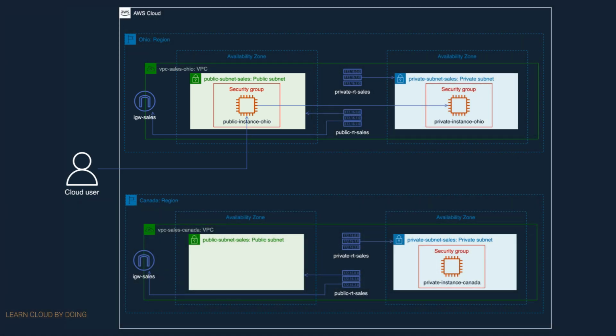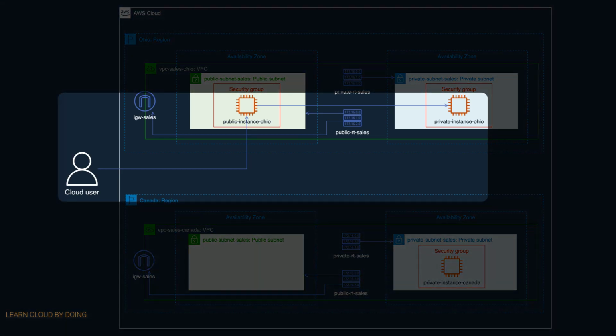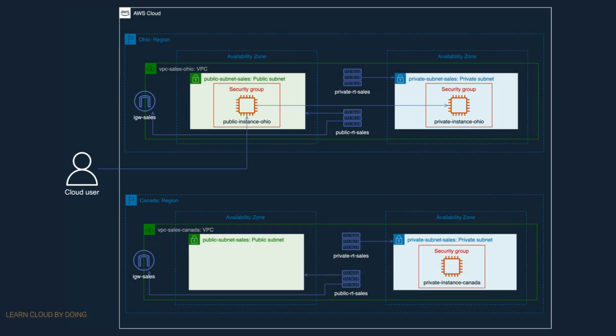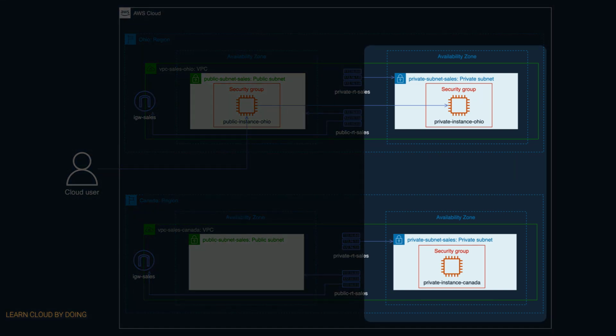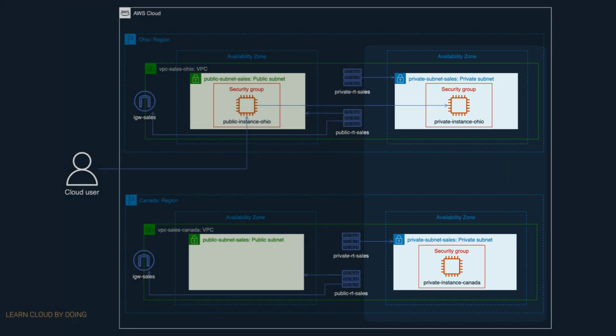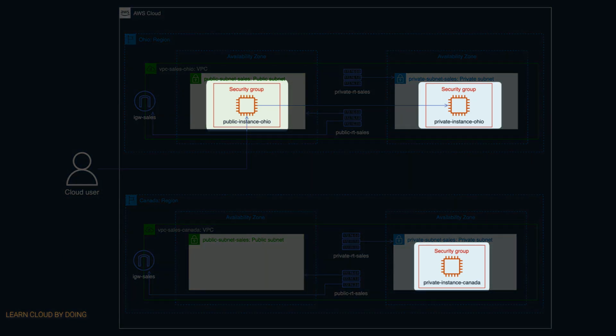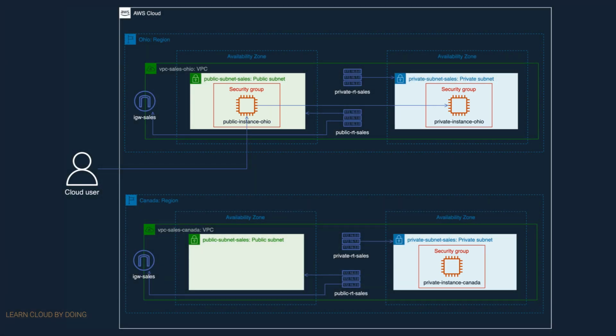Because instances in the Ohio region are in the same VPC, a cloud user can access the private instance via the public instance. However, a VPC peering is needed in order to access the private instance in the Canada region. Your setup also considers security groups for each instance. Therefore, you should set inbound rules that enable access to the instances.